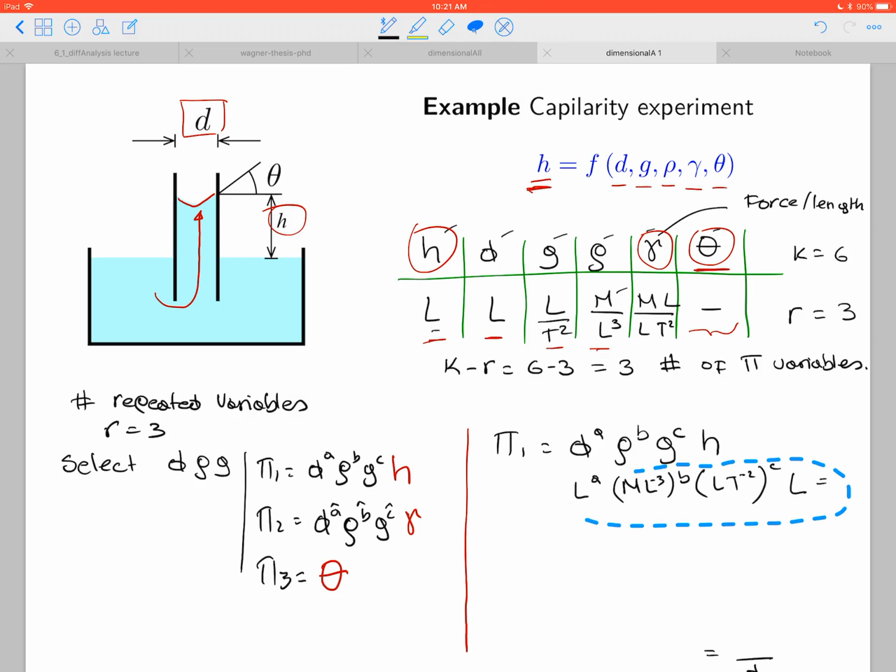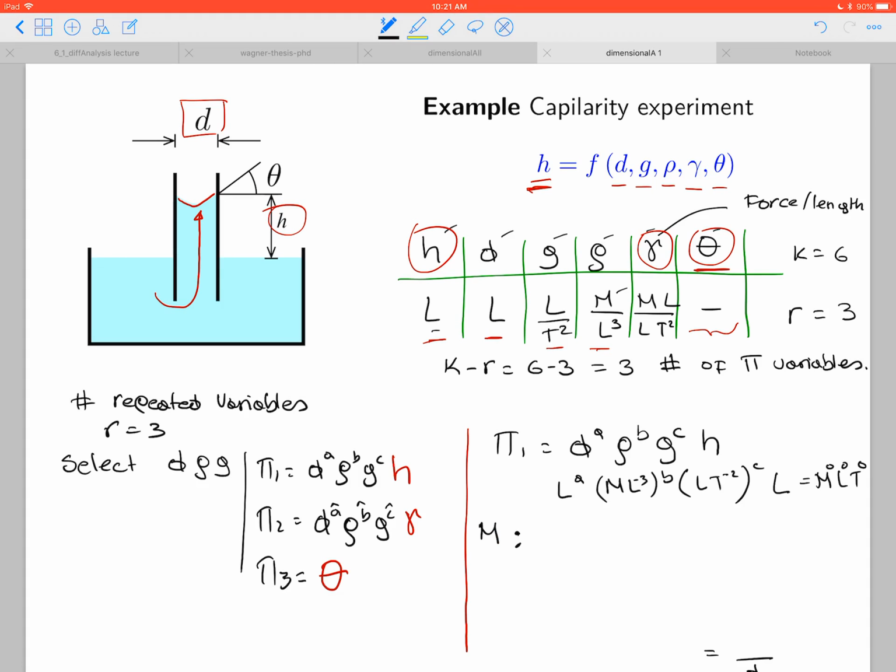That should be equal to M, L, T to the 0, 0, and 0. So let's start with the mass. We have M to the b, and that's the only one, and that should be that b equals 0. That's the equation for mass. Then continue with time. We don't have time over here, so we have minus 2c equal to 0.